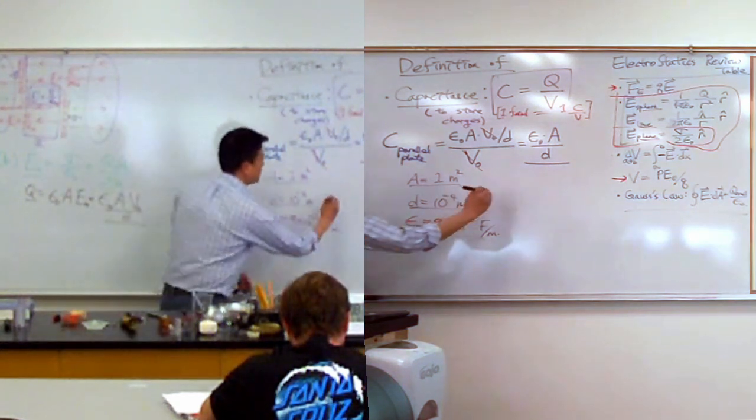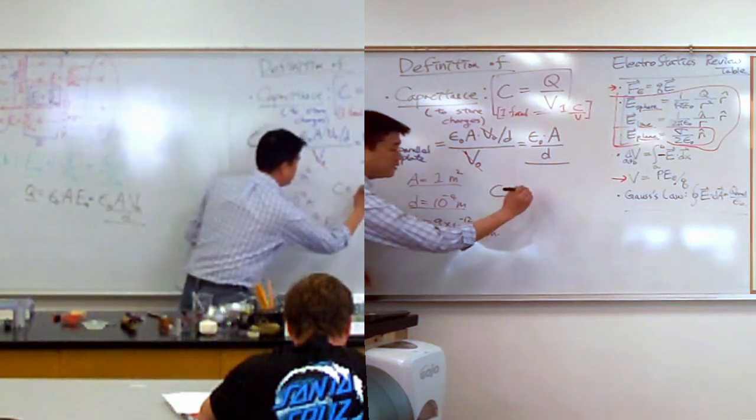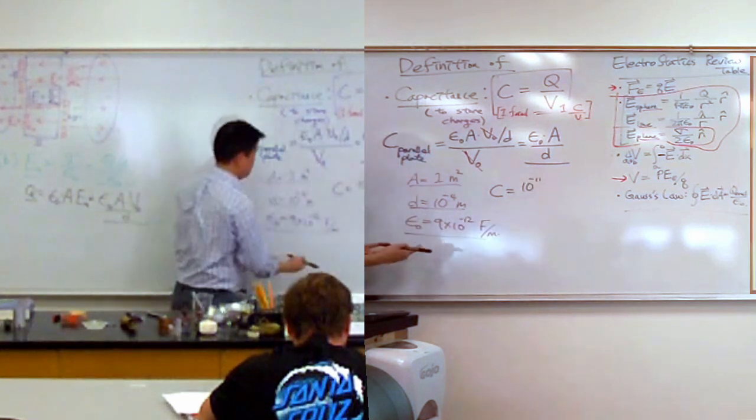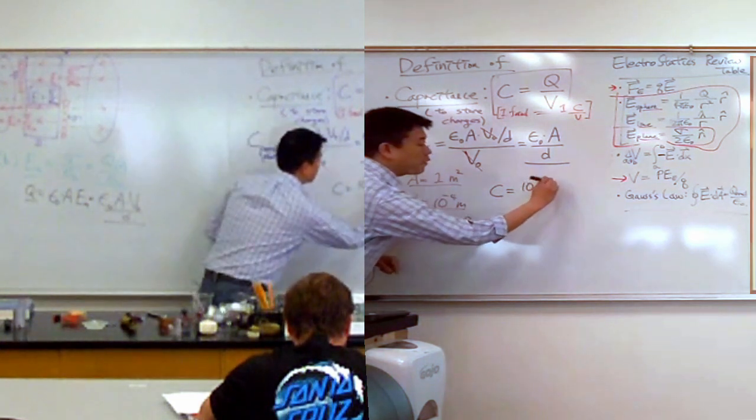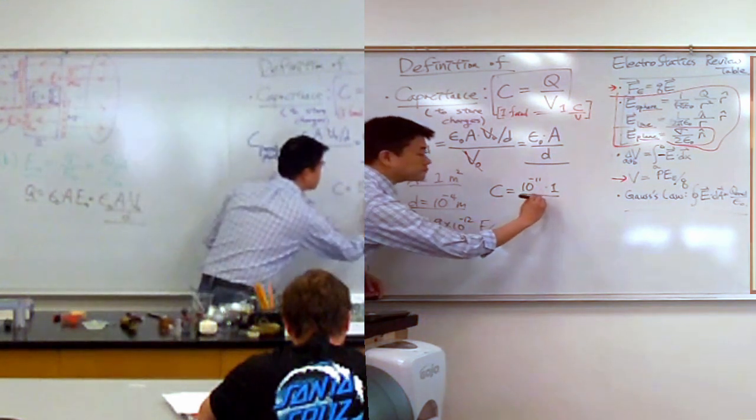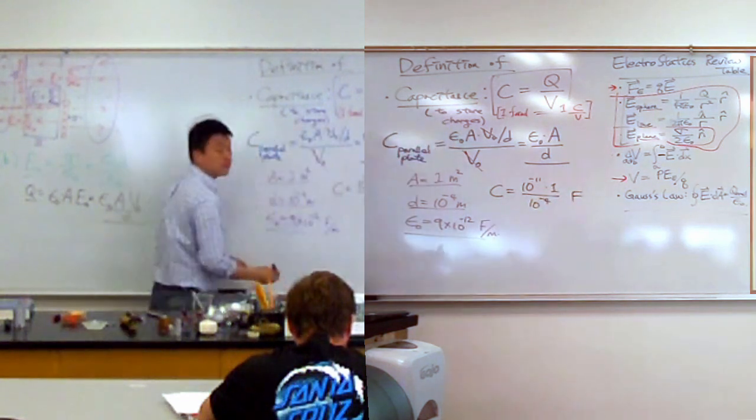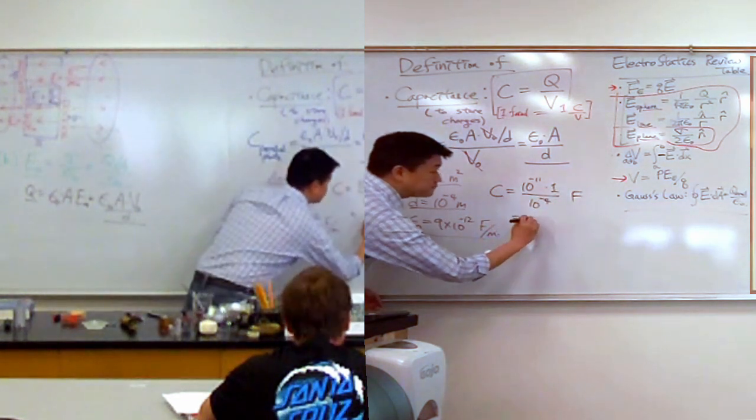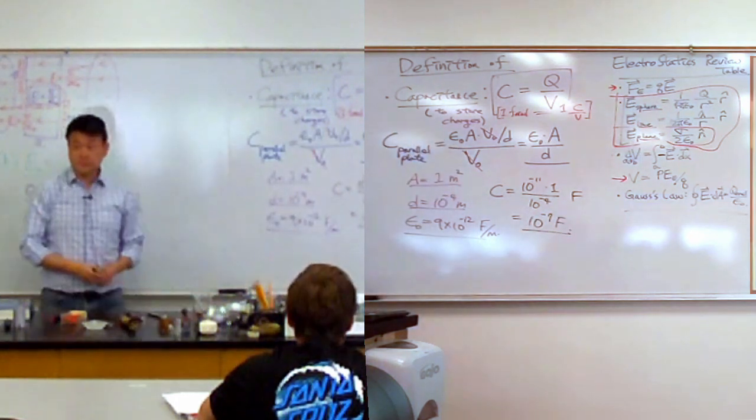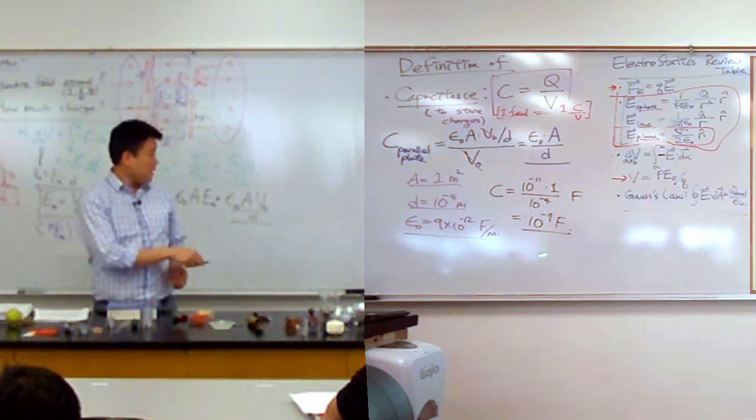With these numbers plugged in, the capacitance of a parallel plate with these parameters would be about 10 to the minus 11 times the area, 1, divided by 10 to the minus 4. All the units work out to give me farad. It's only 10 to the minus 7 farad. And that's actually a more typical value of a capacitor.